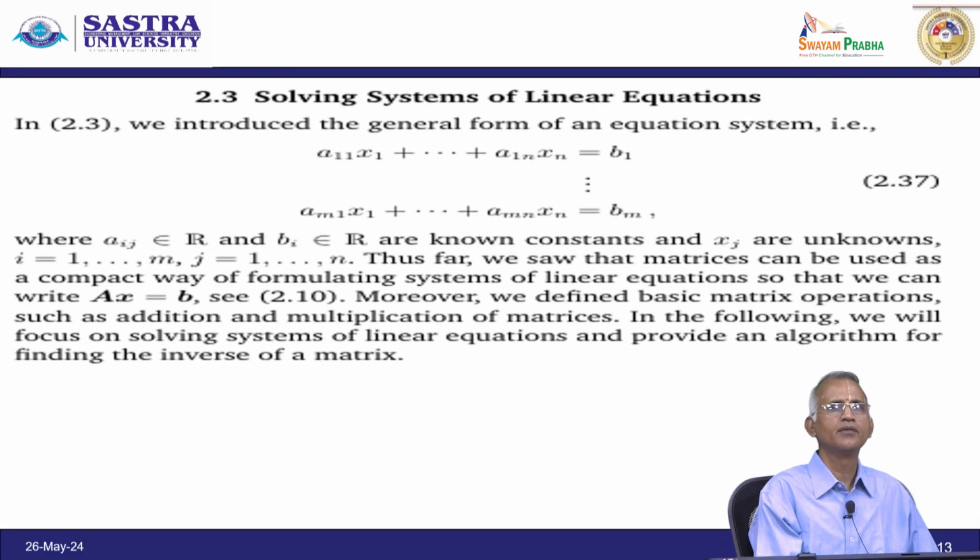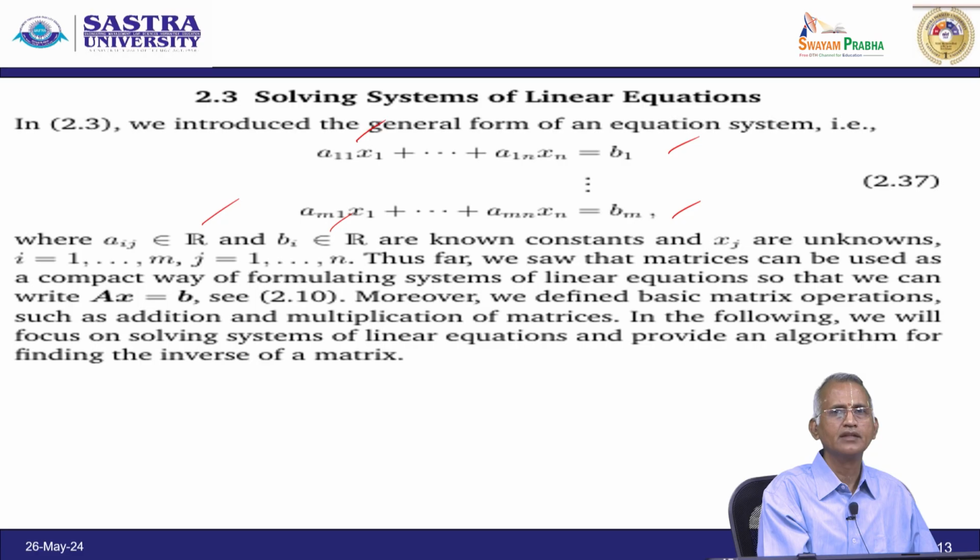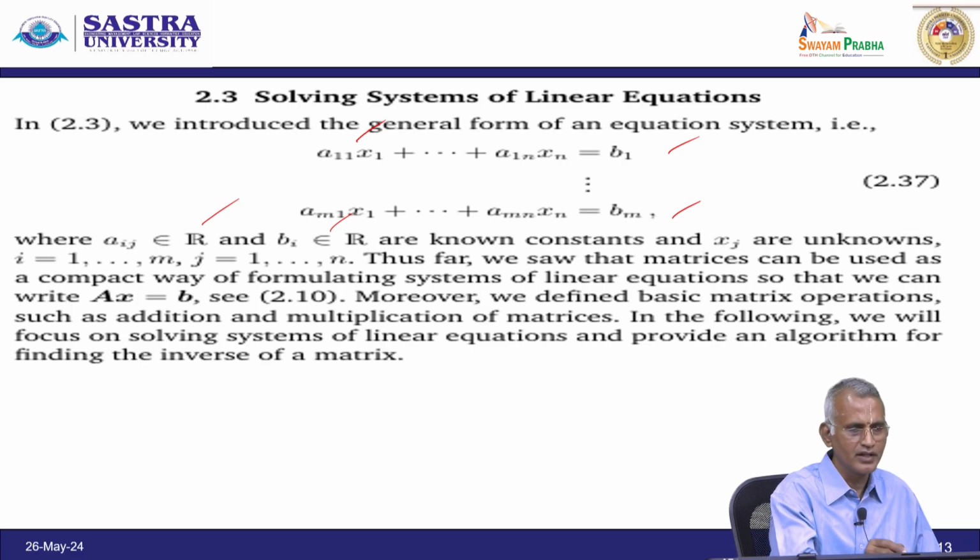Now, solving a system of linear equations. So, we introduce the general form of the equations of the system, that is a11 x1 and so on up to a1n xn equal to b1, and am1 x1 and so on up to amn xn equal to bm. Here, aij belongs to R and bi belongs to R are known constants, and xj are unknowns, where i varies from 1 to m and j varies from 1 to n.